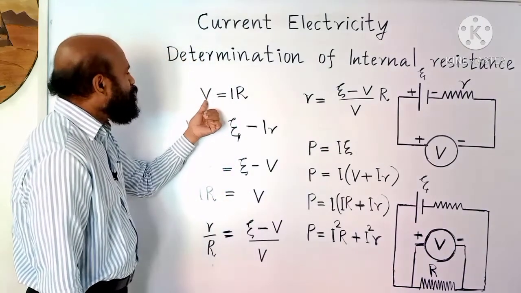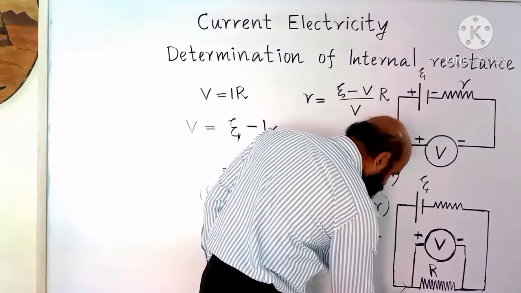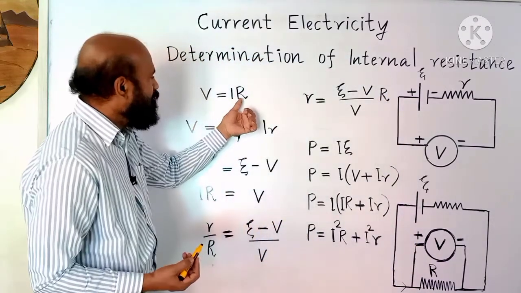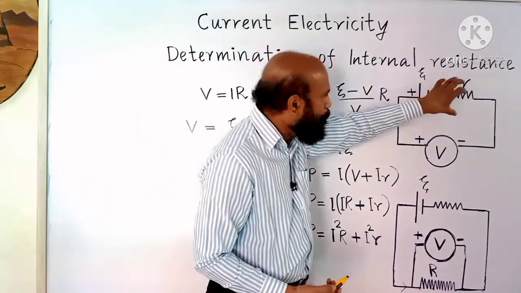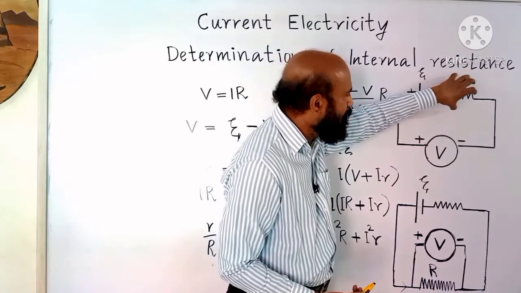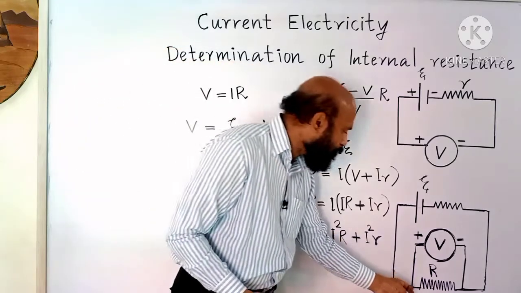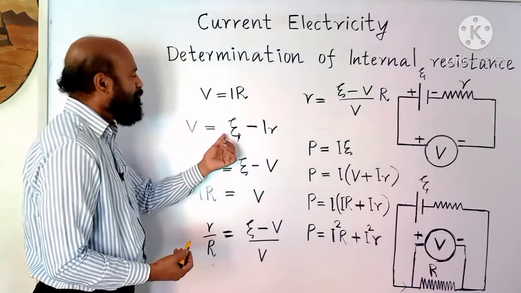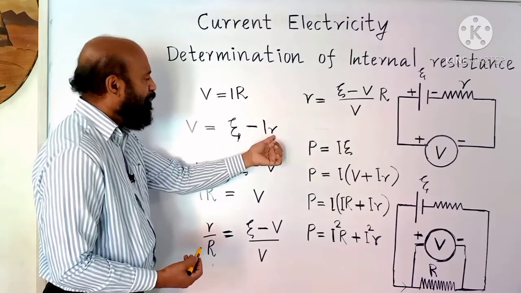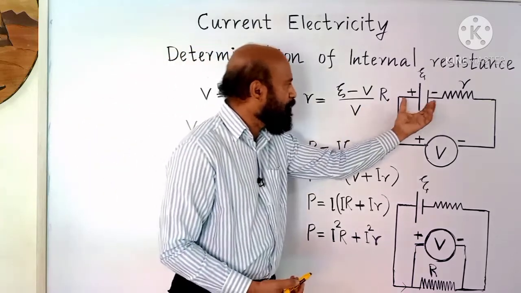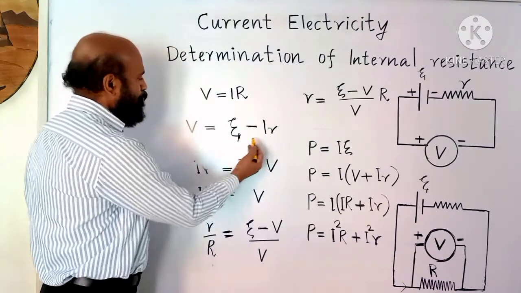That potential difference V is equal to I into R, where I is the current through this resistance and R is the external resistance. Because of the potential drop across the internal resistance, the potential drop across the resistance will be lesser than the EMF of the cell. So V is equal to psi minus Ir, where psi is the EMF of the cell. Now the potential drop across the resistance is lesser than the EMF.